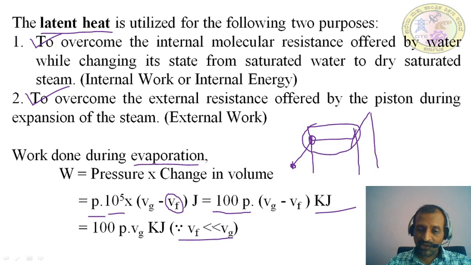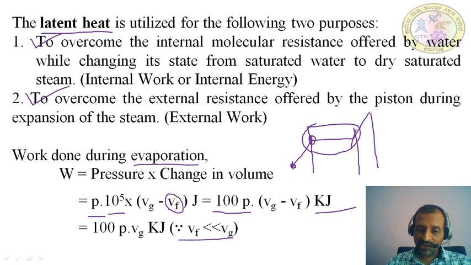So next one is wet steam. Earlier, this was the work done during dry steam. When do you say it is wet steam? When some amount of water particles are present with the steam. If water droplets are present with the dry steam, then it is called wet steam.